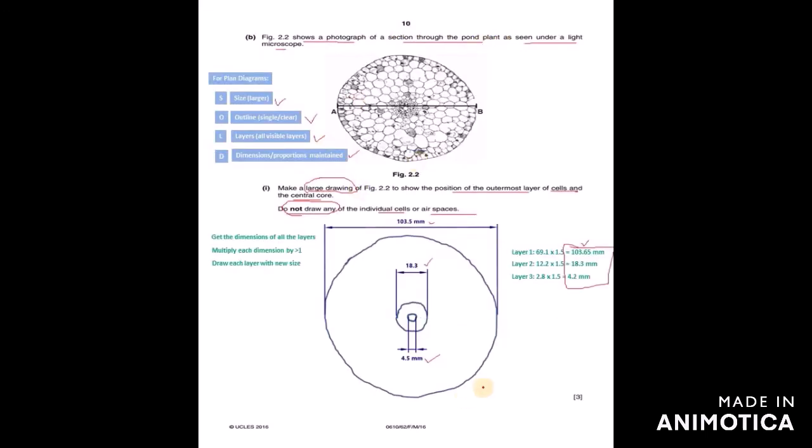Okay, the next question. The central core is called the stele. Label the stele on your diagram. So in this diagram, this is the central core. Label it neatly with a clear line. Remember, do not use arrowheads on the lines.